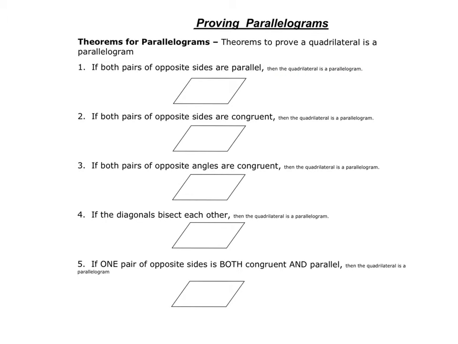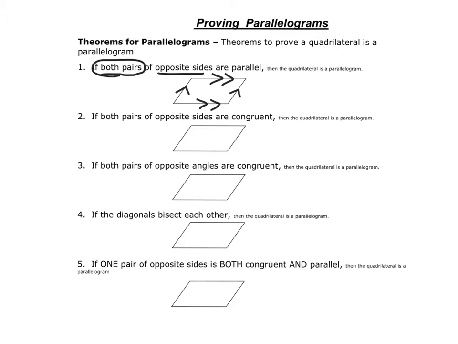So we're going to mark both sides parallel. So let's mark this one and this one. These are opposite sides. And these are opposite sides. So if both pairs of opposite sides are parallel, then the quadrilateral is a parallelogram.